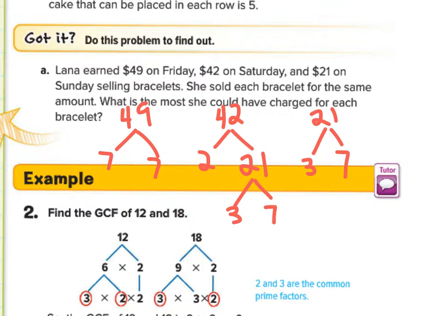So which one is the greatest factor? Well, I see that there's a 7 here, there's a 7 here, and there's a 7 here. So what could she have charged for each bracelet? What is the most she could have charged? $7. So on Friday, she sold 7 bracelets. 7 bracelets at $7 is $49. On Saturday she would have sold 6 because 7 times 6 is 42. And on Sunday she sold 3 because 7 times 3 is 21. So $7.